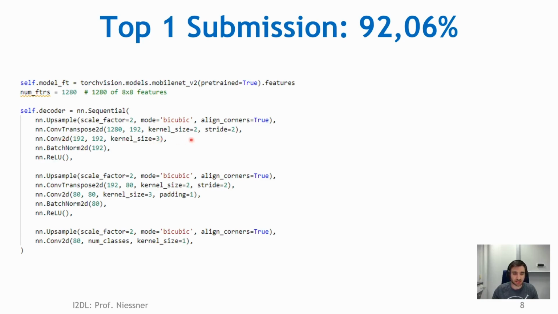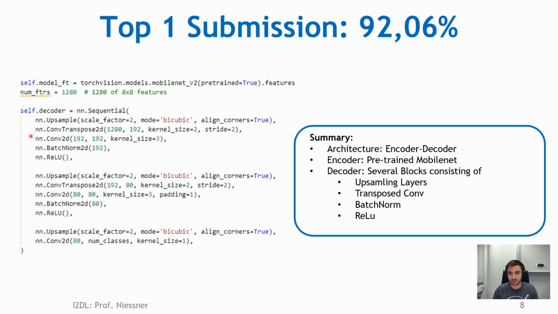Another thing which is a bit uncommon is this bicubic upsampling mode. But unfortunately, I don't have the hyperparameters for learning rate, etc. But at least having such a simple decoder architecture and possibly a good set of hyperparameters can already achieve the top one score. To summarize this submission, the top one submission is an encoder-decoder architecture.